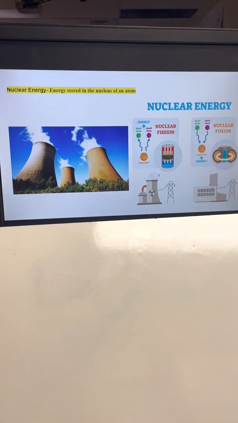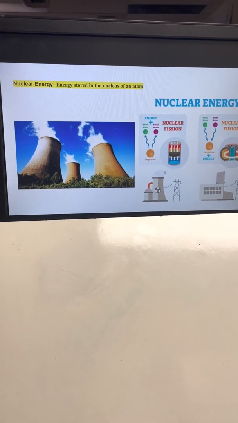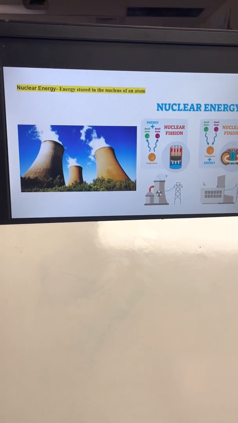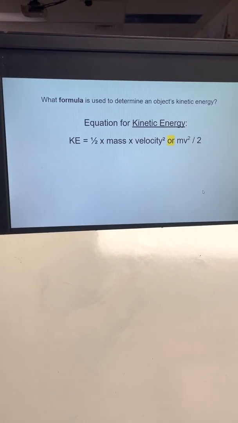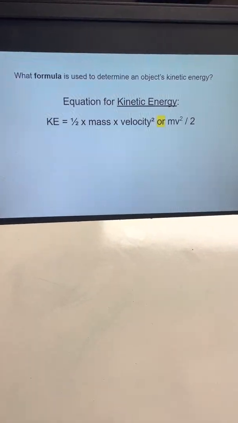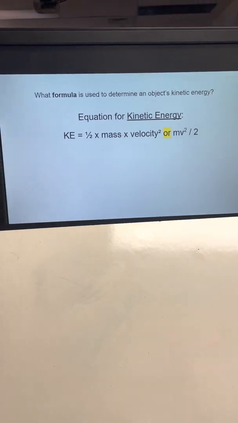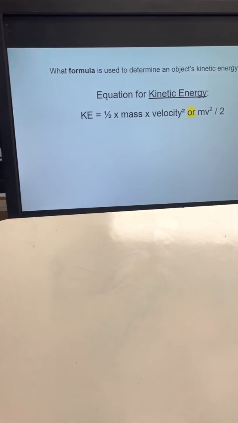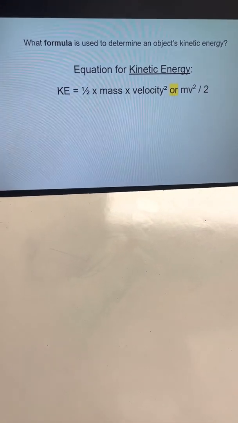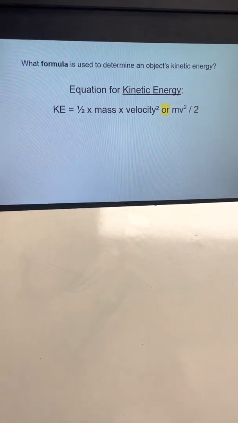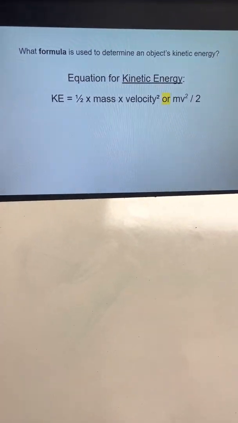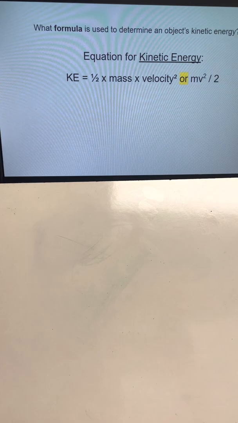So you want to make sure all of your vocabulary notes are up to date, and you can use my slides. Again, this is all in Google Classroom. Today, we are going to talk about how we calculate kinetic and potential energy. I'm going to try to do this on my dry erase board and show you how to calculate kinetic energy. There's one main formula, but it can be written two different ways.